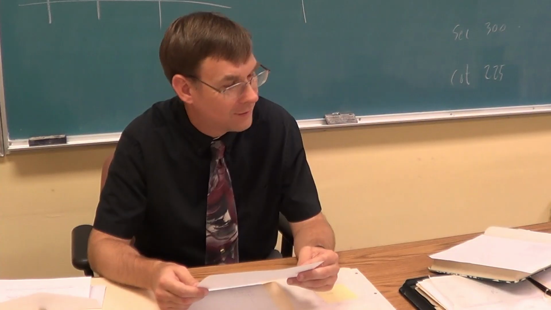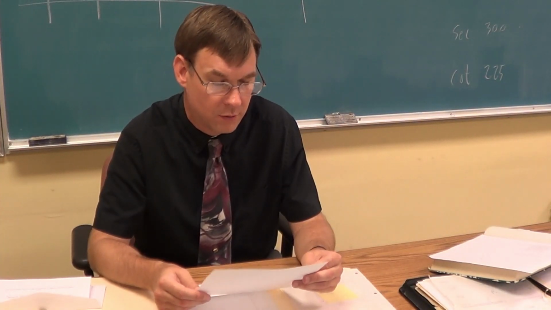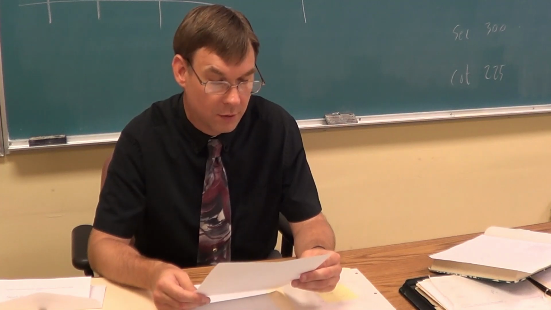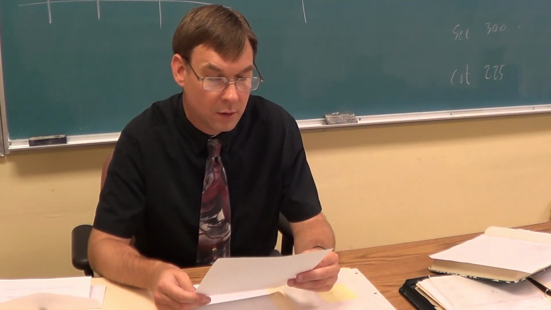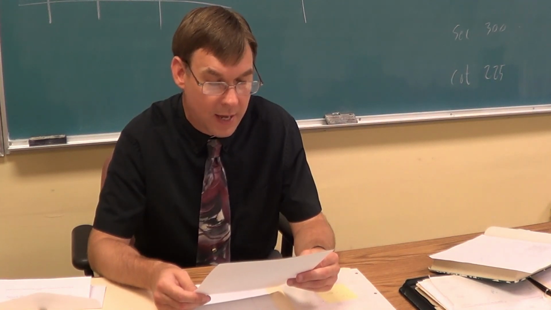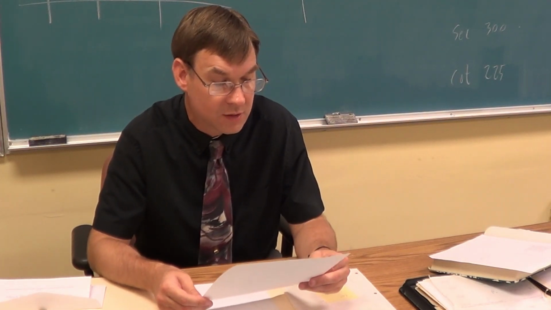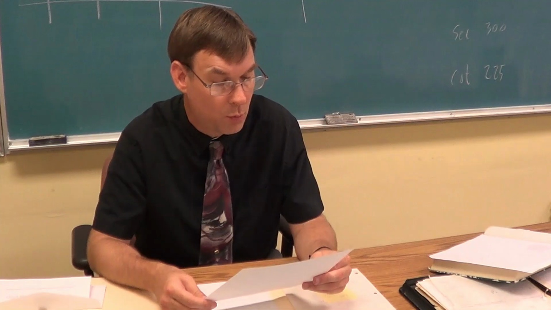Negative 32. Negative 32 is true. 70. 70 is true. Negative 4. Negative 4 is true. 10. 10 is true. Negative 0.56. Negative 0.56. Make sure the point is in between the negative and the 5. That's the whole name of the game there, is to get the decimal point in the right spot.